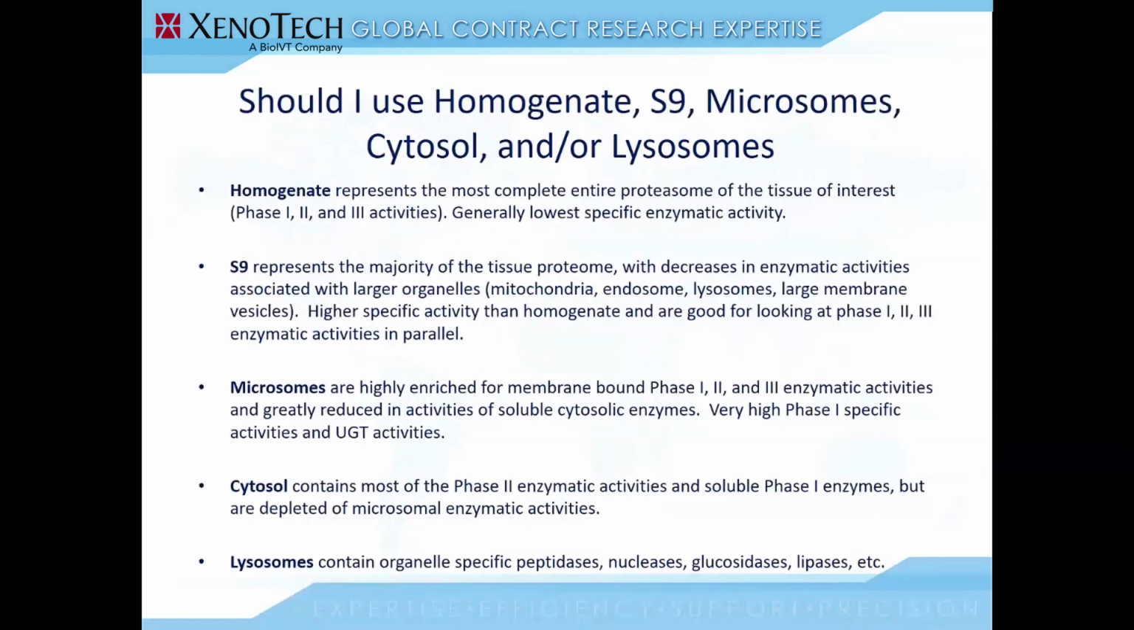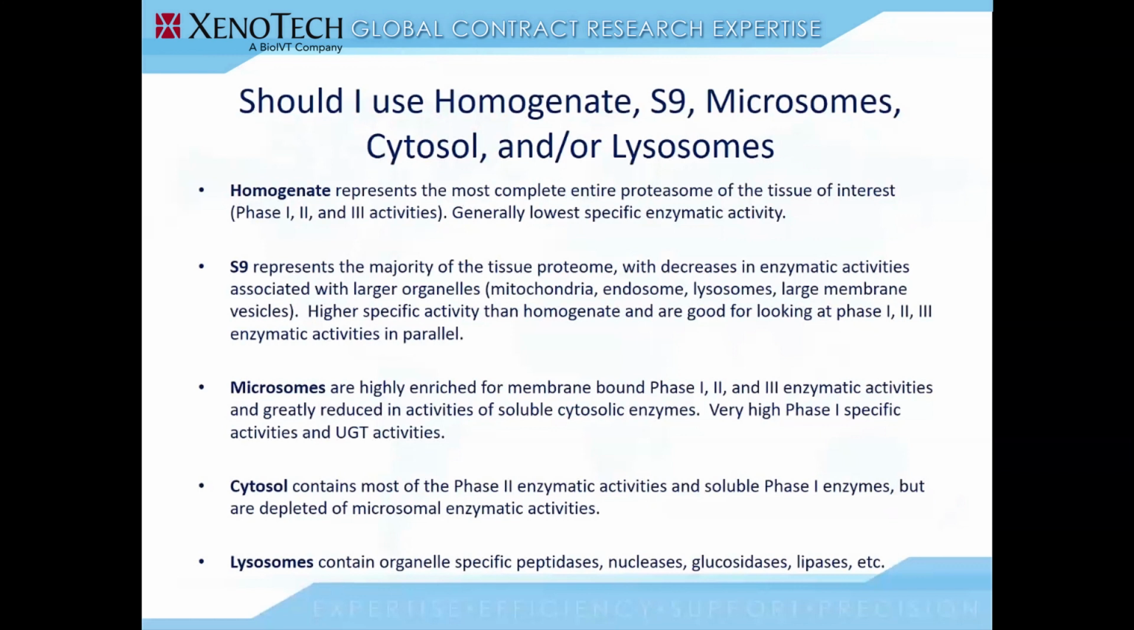Okay, so now we have a good idea of the what, how, who, and why of subcellular fractions. We should take a moment to go over which subcellular fraction might be the best for your experiments. Homogenates offer the most complete tissue proteome. However, they have the lowest specific activity of enzymes that are mostly of interest for the ADME DMPK field.